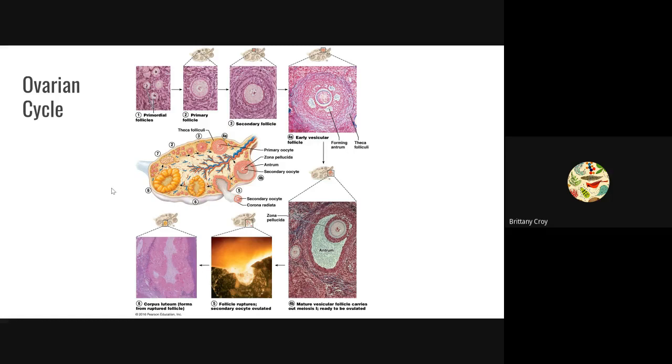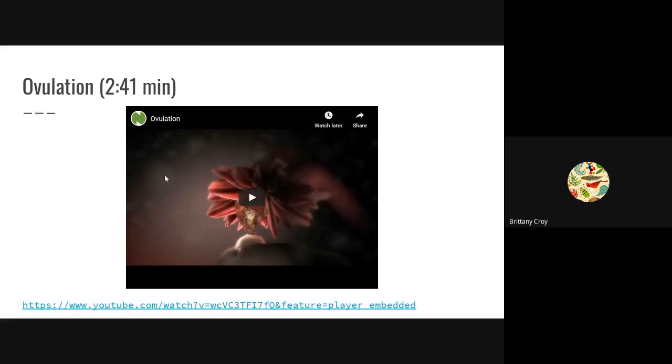So the ovarian cycle has two main phases. This first phase right here with the follicle is called the follicular phase. And then the last phase right here with the corpus luteum is called the luteal phase. I'll go over that in a little bit more detail. Here's a video of everything I just tried to explain. I highly recommend watching it.